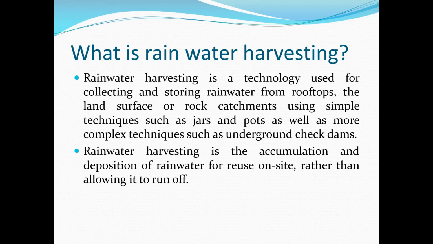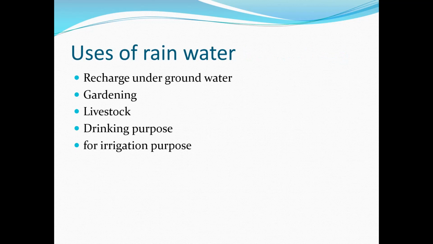As we discussed earlier, rainwater harvesting is a technology used for collecting and storing rainwater from rooftops, land surfaces, and rock catchments using simple techniques such as jar pots as well as more complex techniques such as underground check dams. Rainwater harvesting is the accumulation and deposition of rainwater for reuse on site rather than allowing it to run off.